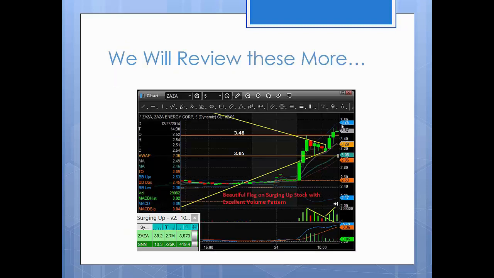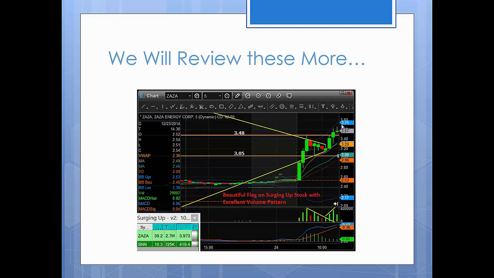Okay, so we'll review these patterns more, but let's just look for example at this stock Zaza. What we have here are 3 candles shooting up, 3 big green candles, one after the other. Okay, 1, 2, 3 big candles. And then we have 1, 2, 3, 4, 5 candles that go sideways. So when you picture that, the 3 up and then the 5 sideways, that's called a flag. And this particular pattern is called a bull flag.